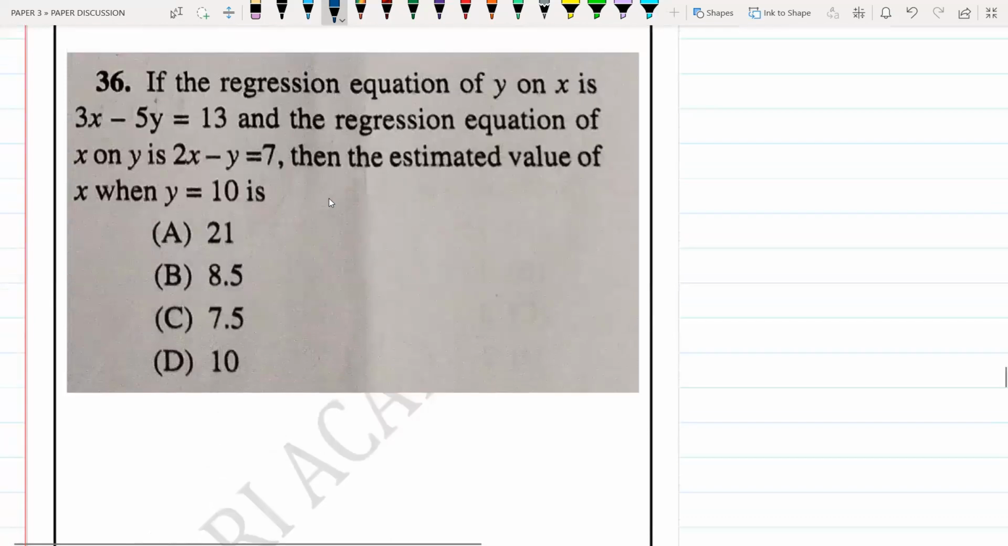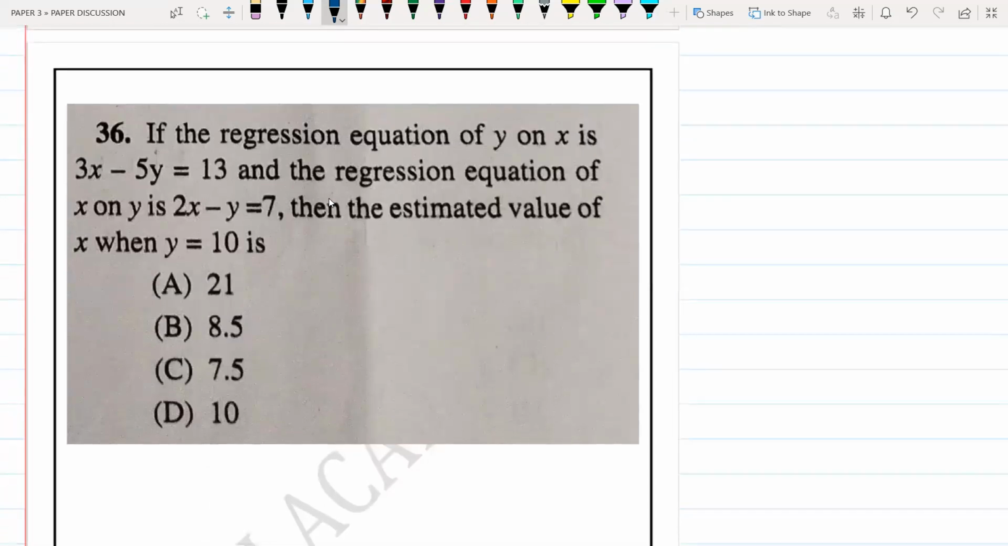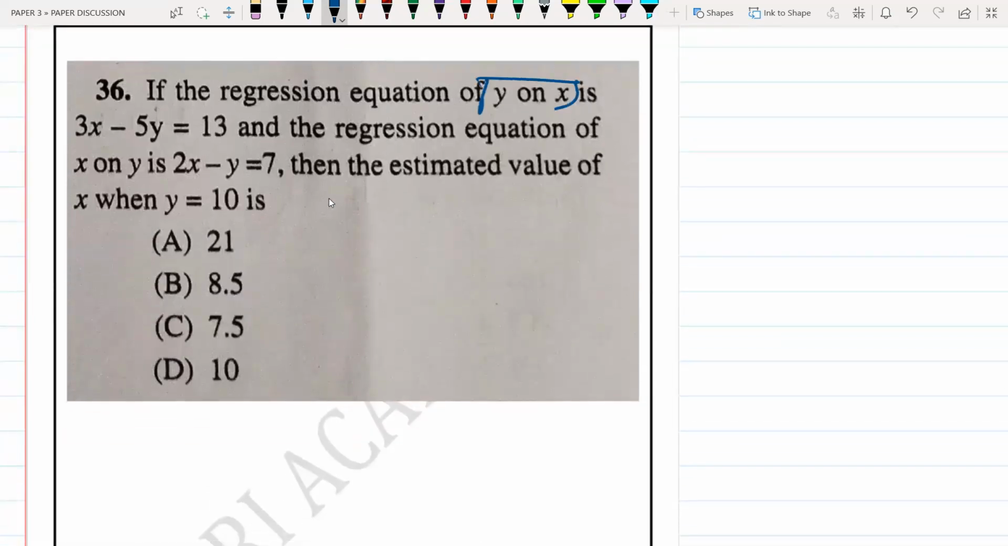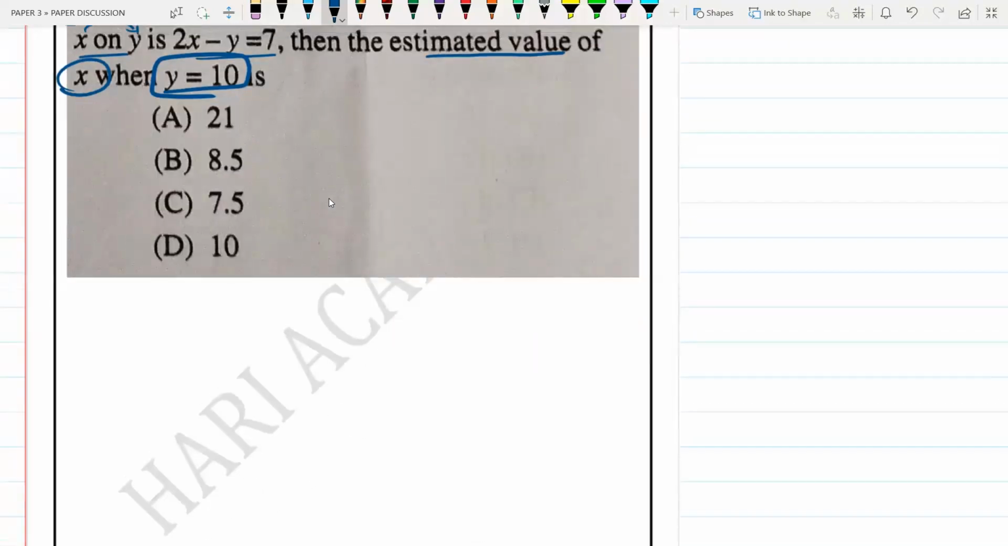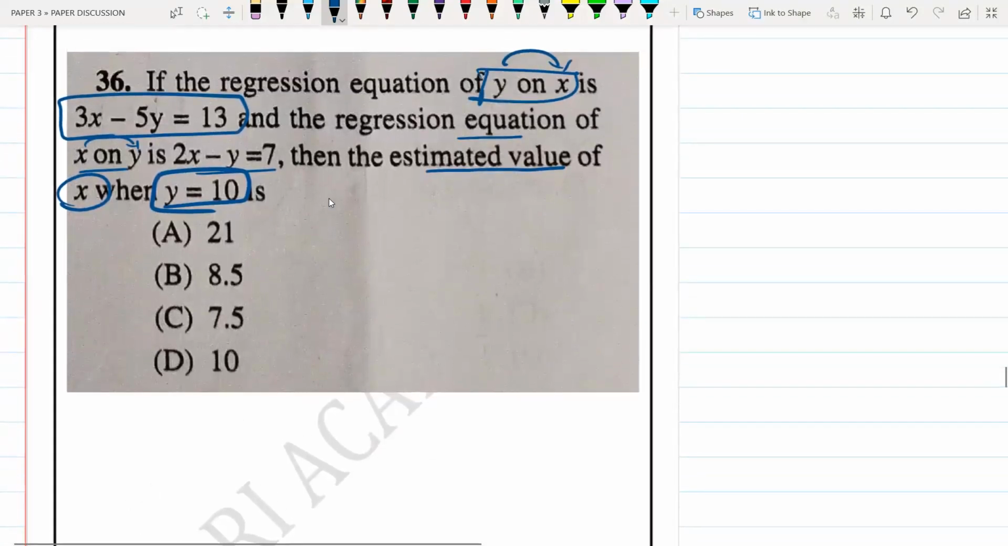Next. Question number 36. The regression equation y on x is 3x minus 5y equal to 13. The regression equation of x on y is some value. It is nothing but y depends on x. It is nothing but x depends on y. Then the estimated value of x we need. Independent value we need. For that, y is equal to 10. Okay, that is x will become one variable now, so it will become a value.